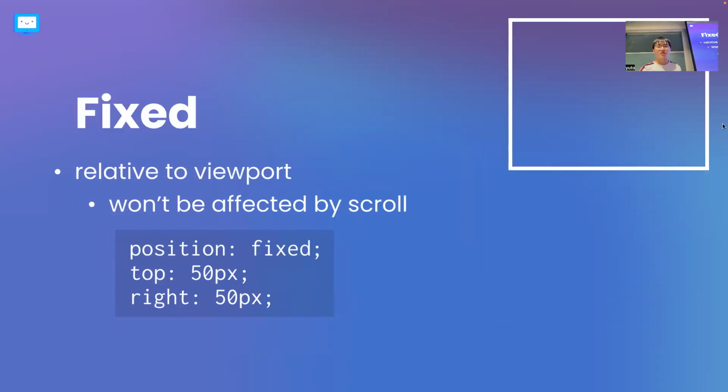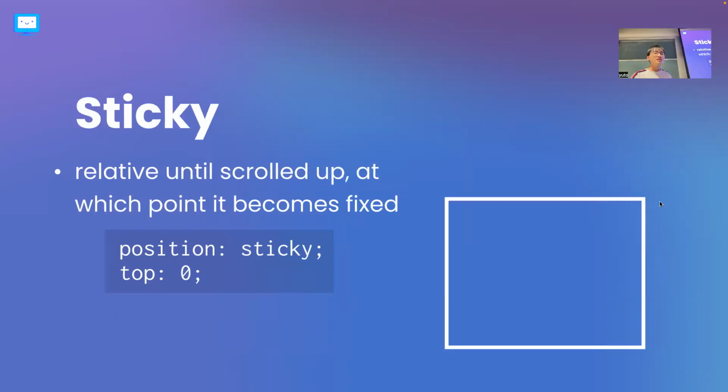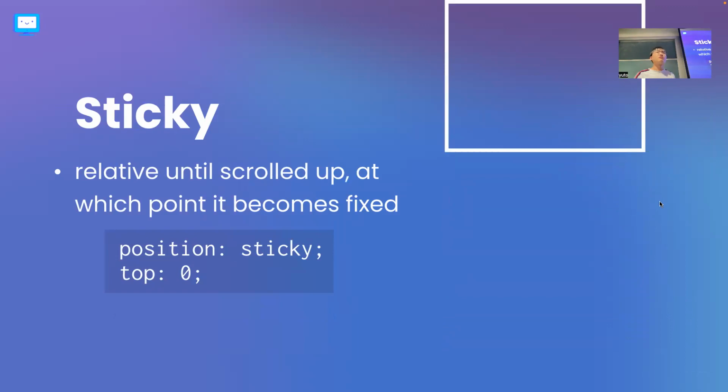Fixed means it will be relative to the screen of your device. So you can see here that if I say position fixed, top right 50 pixels each, it's at the top right, and they're 50 pixels from the top and the right. Sticky means that it's the same thing as relative, but if you scroll away, it will stick to the side of your screen, at which point it becomes fixed. So if you scroll up on this slide, pretend you're scrolling, it moves up, oh, it's stuck now. That is useful if you want things to stay on the screen after you scroll away.